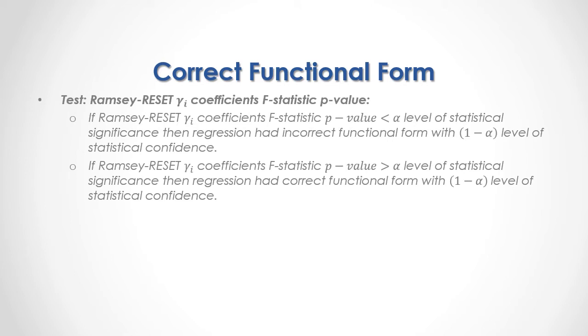And what we're testing is the Ramsey RESET gamma coefficient's F statistic p-value. If the Ramsey RESET gamma coefficient's F statistic p-value was less than the alpha level of statistical significance, then the regression had incorrect functional form with 1 minus alpha level of statistical confidence. On the other hand, if it was greater than the alpha level of statistical significance, then the regression had correct functional form with 1 minus alpha level of statistical confidence.